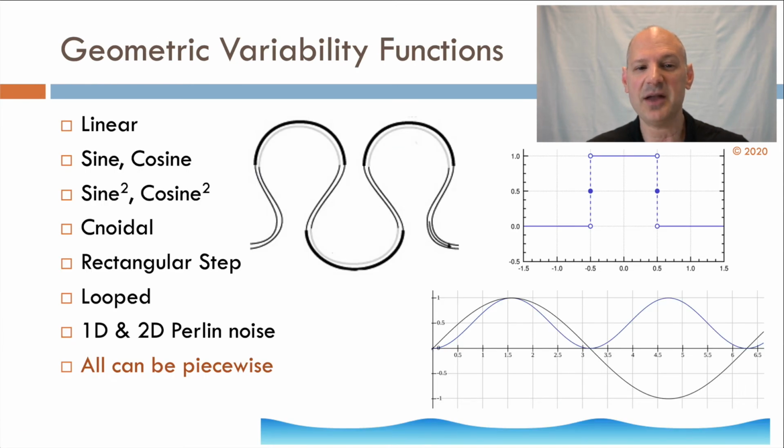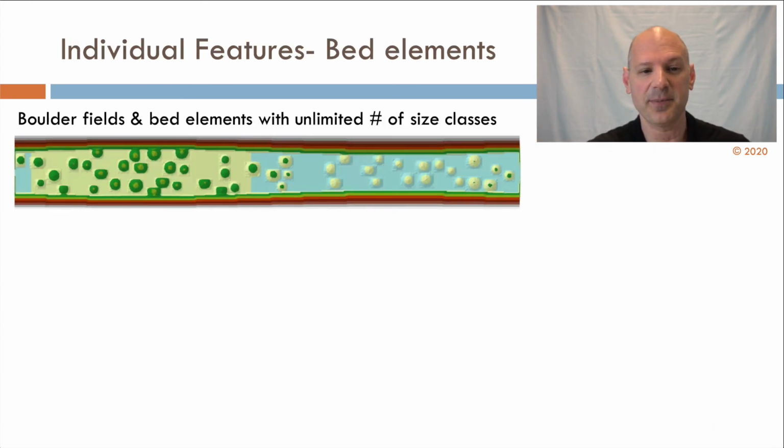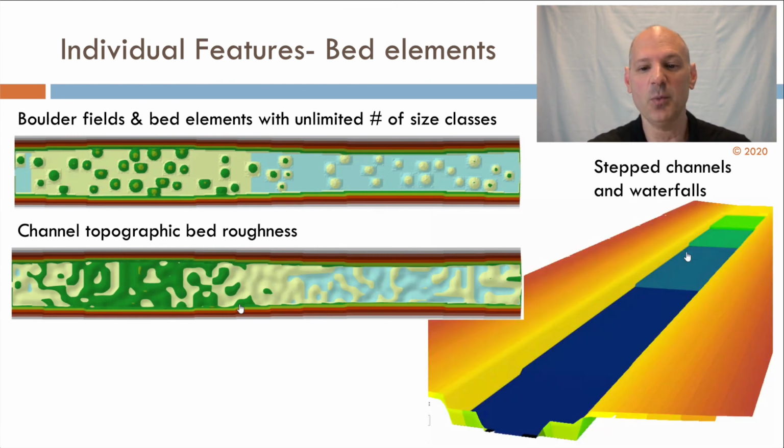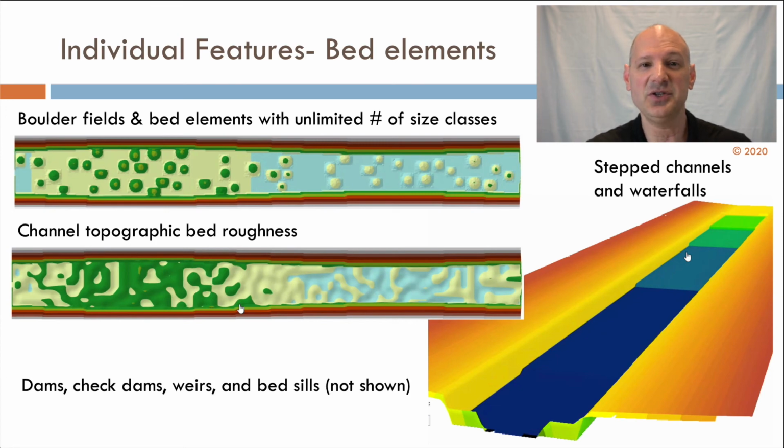We have many geometric variability functions. I'm not going to read through this list, but if you want, you can pause here and look at that. And these can be applied to both the bed elevation as well as the meandering, and then the third would also be width functions. River Builder includes many individual features. You can have different boulder sizes and as many of them as you want. You can have overall topographic roughness. We have steps and waterfalls, and then individual man-made structures if you want.